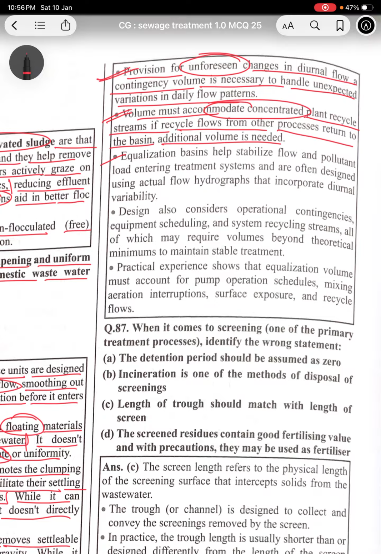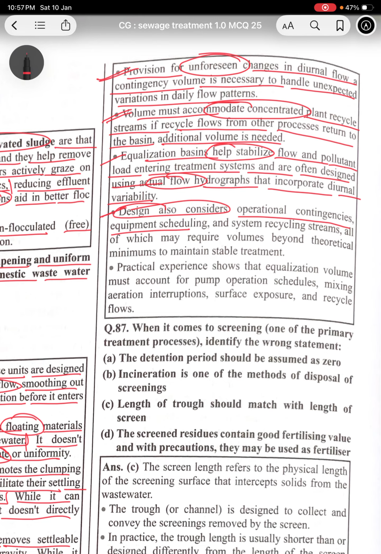Additional volume is needed. Equalization basins help stabilize flow and pollutant loading entering the treatment system and are often designed using actual flow hydrographs that incorporate diurnal variability. Design also considers operational contingency, equipment scheduling and system recycle streams, all of which require volume beyond the theoretical minimum to maintain stable treatment.